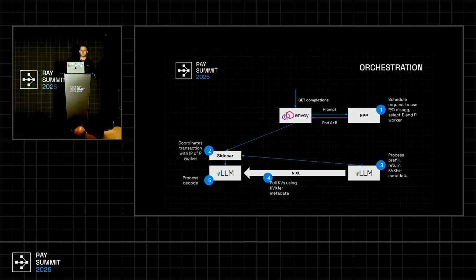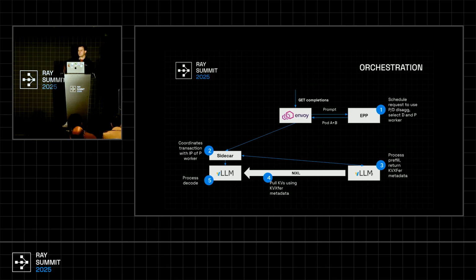So in our architecture, requests will come into a gateway. The gateway will call out to an endpoint picker, which will schedule the request. And the endpoint picker is really responsible for choosing which prefill worker and which decode worker to do the request. Now, this is one architecture. You could have really any kind of router here to do this top part. But the endpoint picker will then send the request to a sidecar. This sidecar forwards the request onto a prefill worker. So this worker 3 here is a prefill worker.